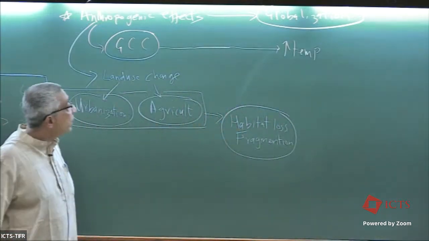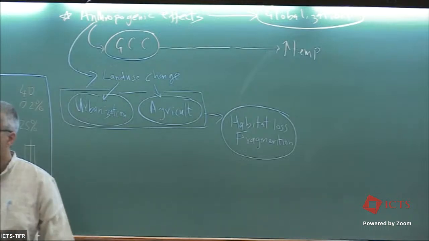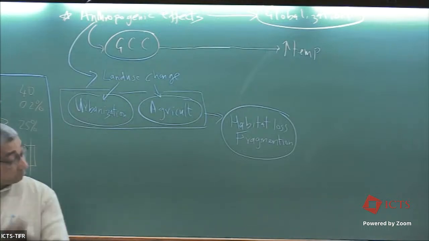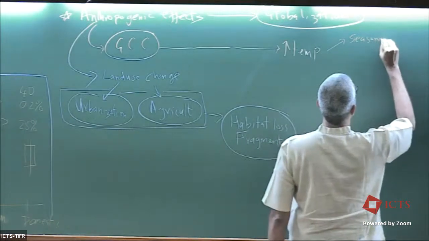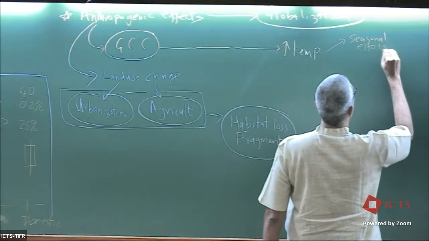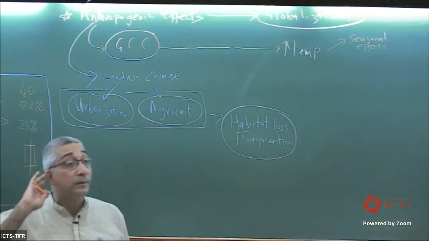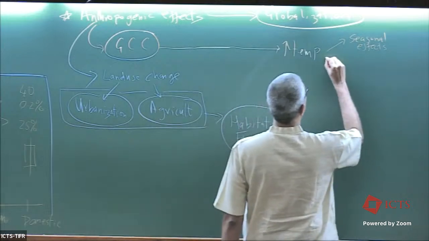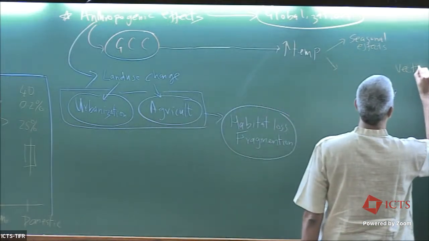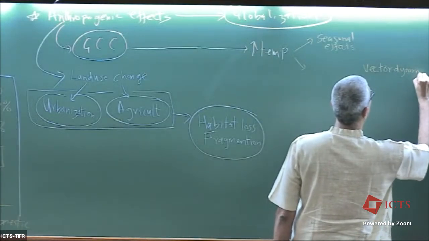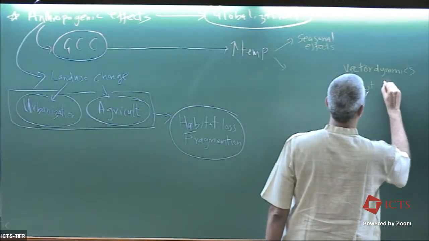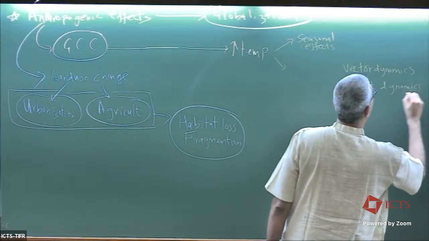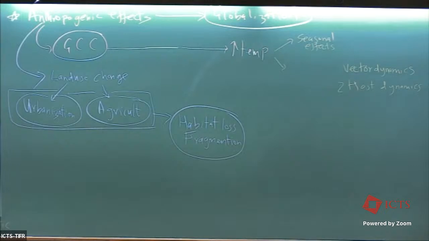Okay, so how will increasing temperatures affect spillover risk? Changing seasonal effects. Oh, this is very good, okay. What else? Vector dynamics. Great. Okay. So I'm going to put vector dynamics here somewhere, because you can also change your zoonotic host dynamics. Okay, so why are these going to be changing? Why are vector dynamics going to change due to warming?